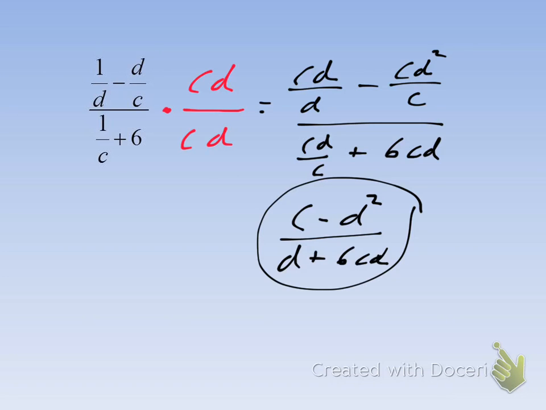Okay, so hopefully you have on your answer c minus d squared over d plus 6cd. Your cd is your least common denominator between these two and this one put together. The least common denominator of the numerator is cd. The least common denominator of the denominator's terms is c, and so you build them up to be cd. Alright, that's how you do it.